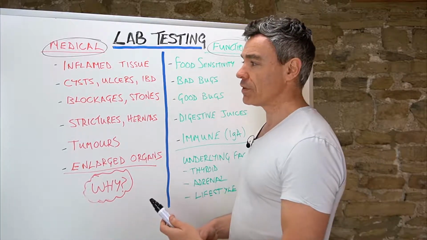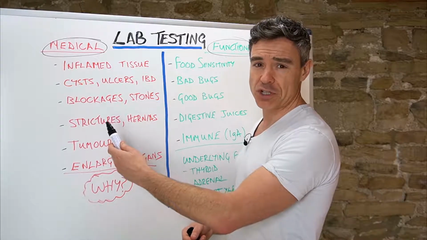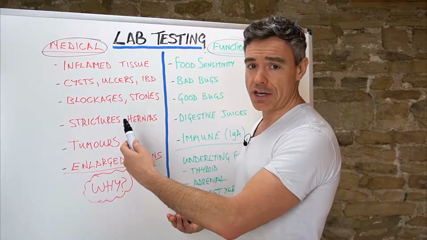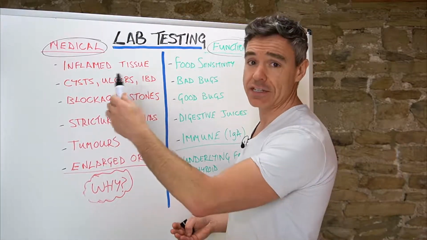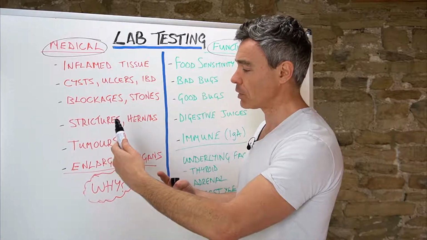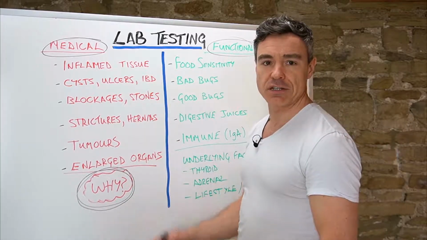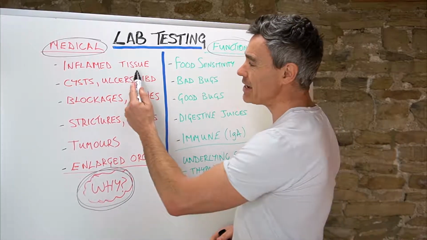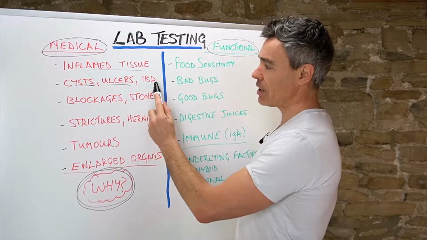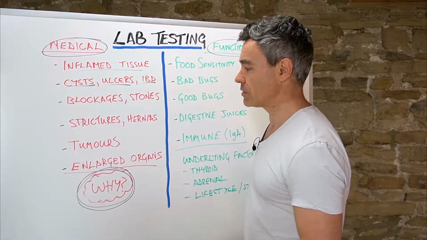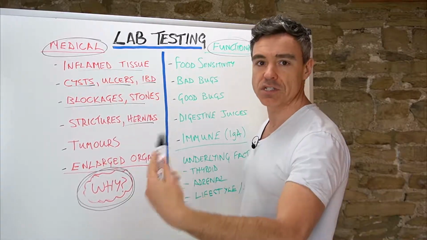But the question we would always want to ask, and by the way, some of these things might need to be treated medically as well. You might not be able to change your diet and take supplements or see a visceral osteopath for some of these. They may need proper medical treatment once they've actually developed and become fully blown problems. But the question is, why did some of these things develop in the first place? Why is there inflamed tissue? Why are there ulcers? Why are there cysts? Why might inflammatory bowel disorders have developed? Why is there a hernia? Why have these blockages and stones developed, and so on and so forth?